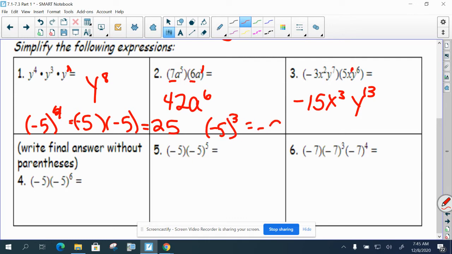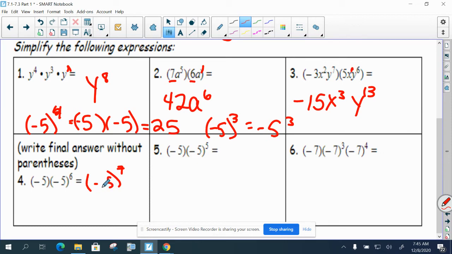So it'll be negative 5 to the third. Okay, so that's one thing to remember. So here you have, if you wrote this, this would be negative 5 to the 7th, but one rule of simplifying powers is that you can't write your final answer with parentheses.